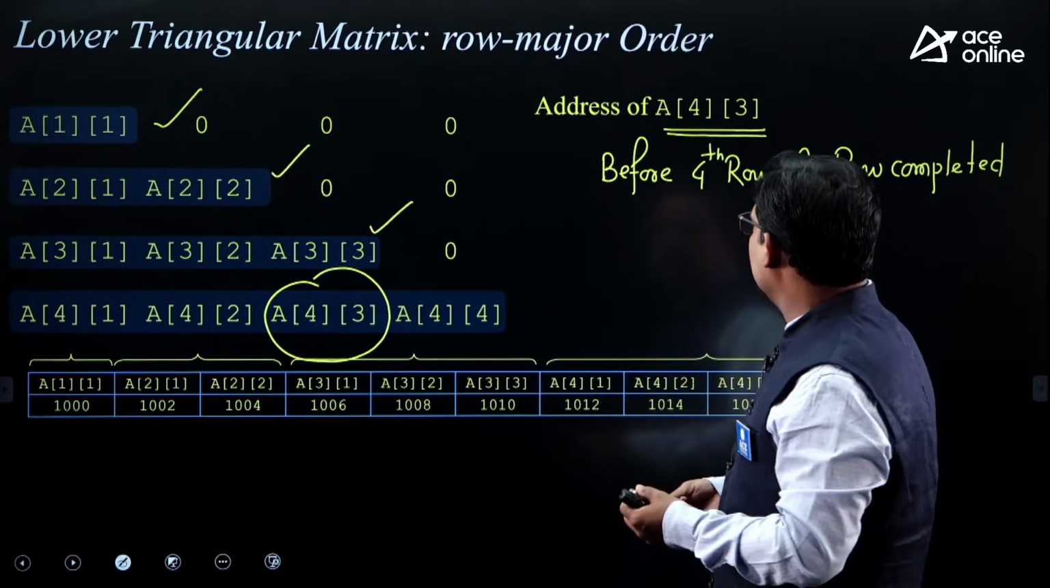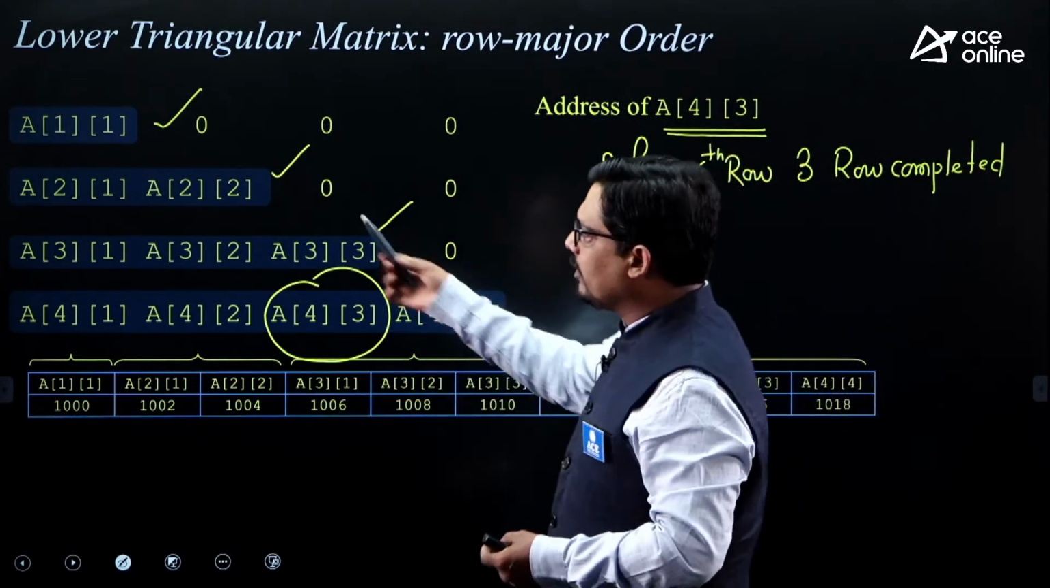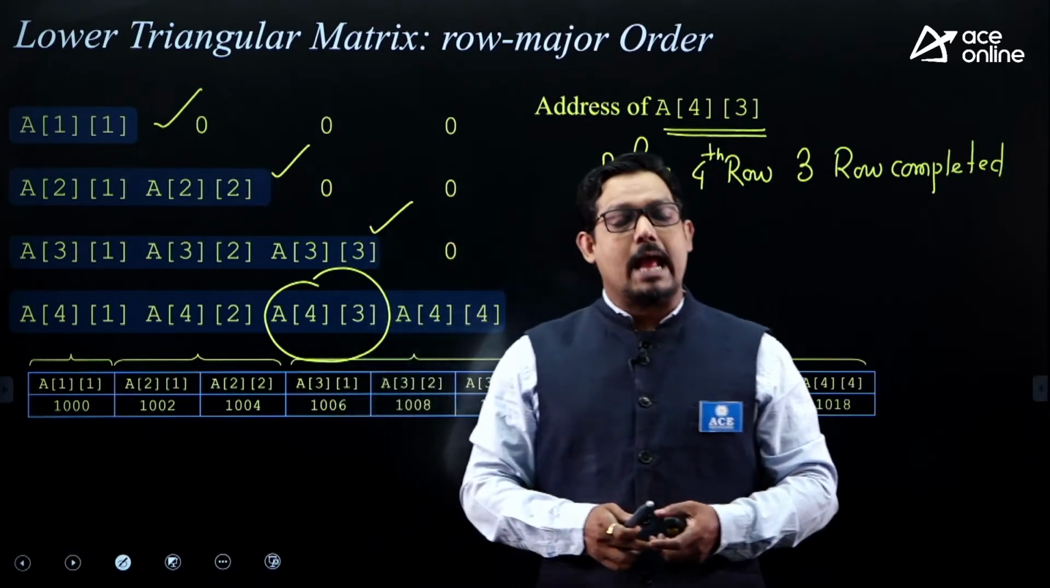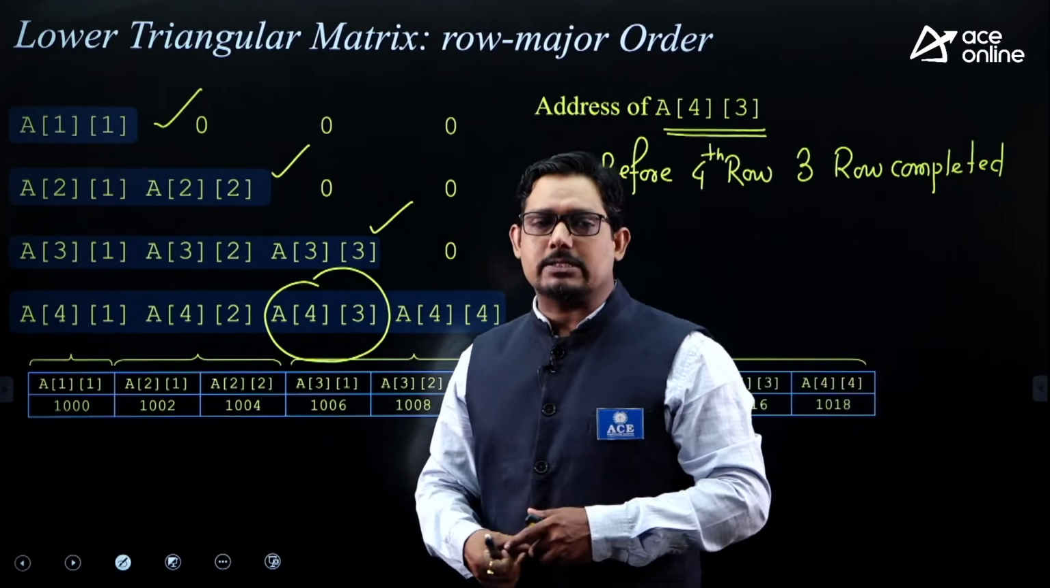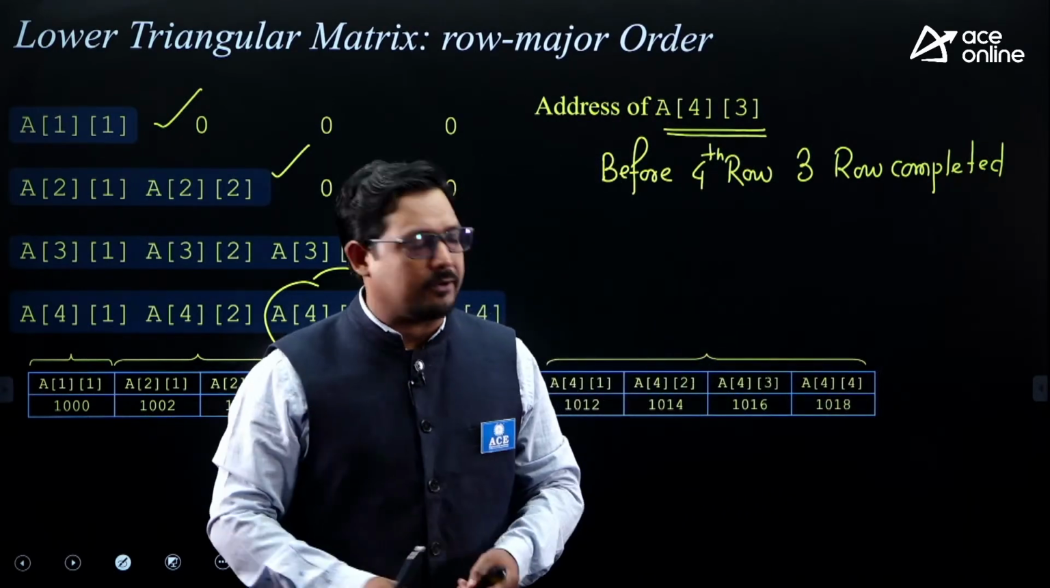And of course, the whole calculation that I am doing is for lower bound 1, but you can have any bound here, lower and upper, as long as it's a square matrix.